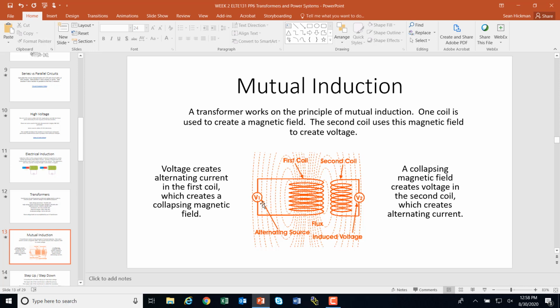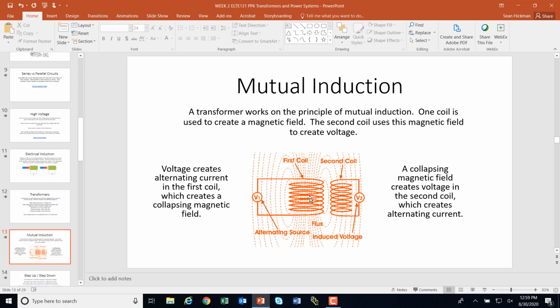This needs to be an alternating voltage source, so you get alternating current. The current flows left to right and the magnetic field expands. Then it changes direction, and the magnetic field contracts and expands the other way. Then it switches directions again, and it contracts and expands, contracts and expands. So this is kind of like waving a magnet back and forth.